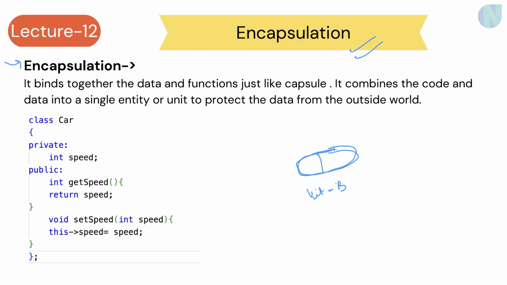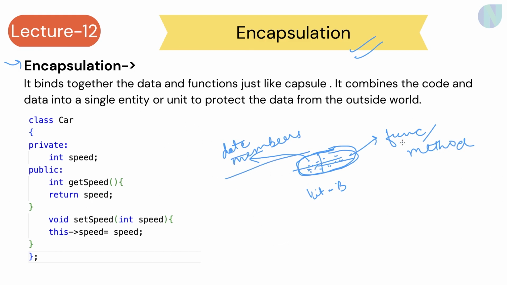Whenever we take this capsule, we can see that it is transparent, and some kind of medicine is filled inside it. In the same way, in encapsulation, we bind together all the data members and functions, or we can say methods, just like a capsule. If this is a capsule, one is the data member, one is the function or the method, and together both achieve encapsulation. It combines the code and data into a single entity or unit to protect the data from the outside world, like a capsule.